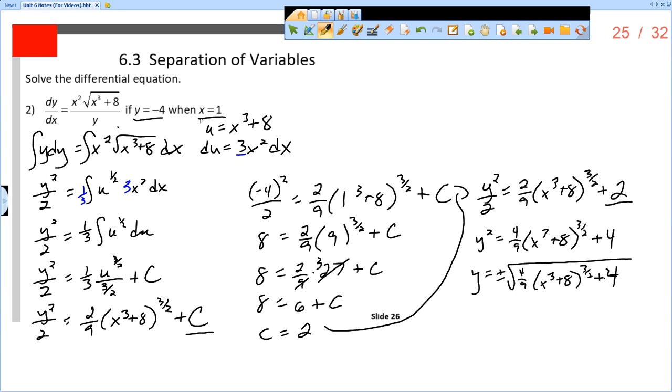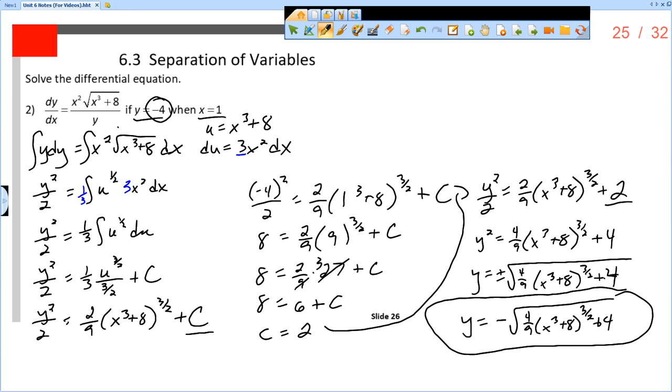Now, you go back to the original. When x is 1, y is -4. So that means the only way to get y to be a negative is to only use the negative. So y equals negative square root of 4/9 x cubed plus 8 to the 3/2 power plus 4. All right, and so that is my specific and explicit solution to that differential equation.